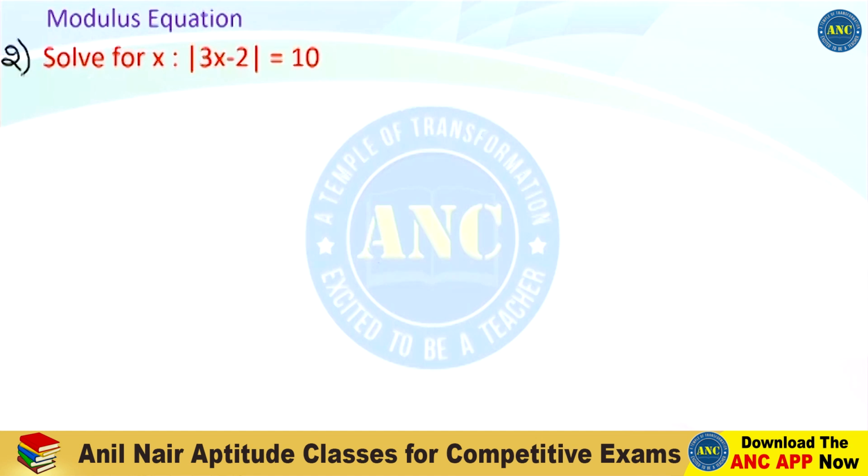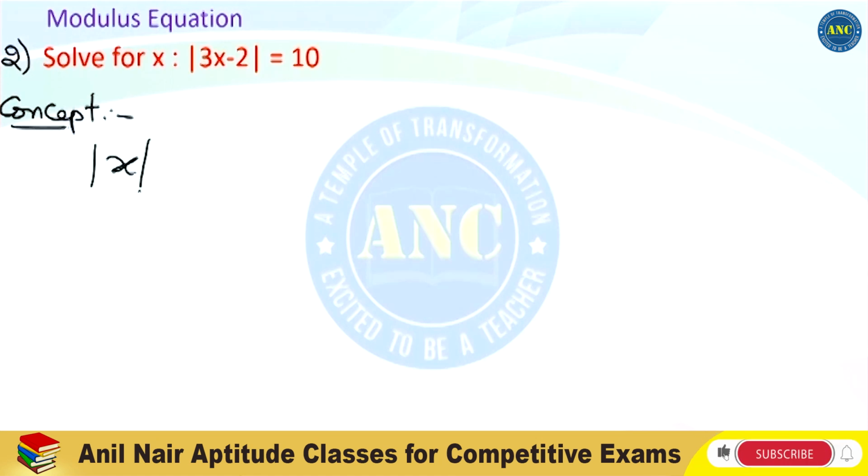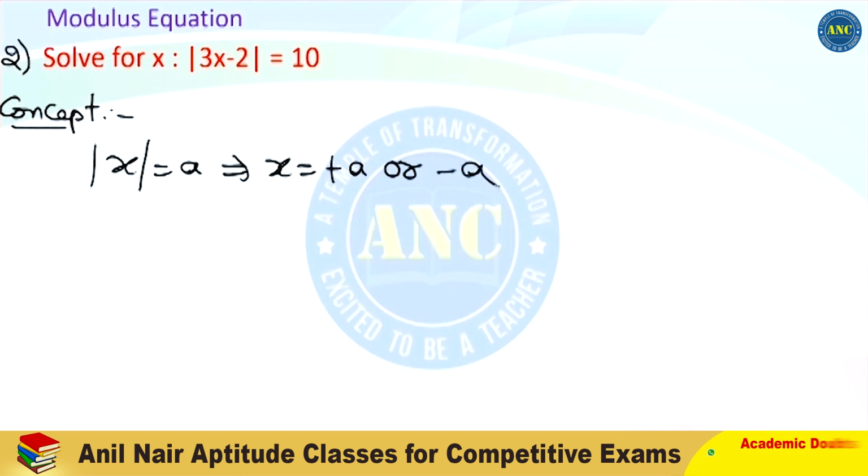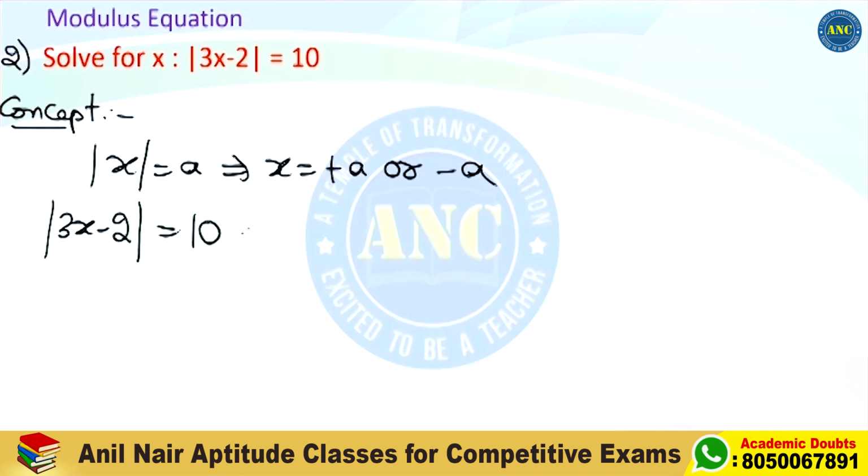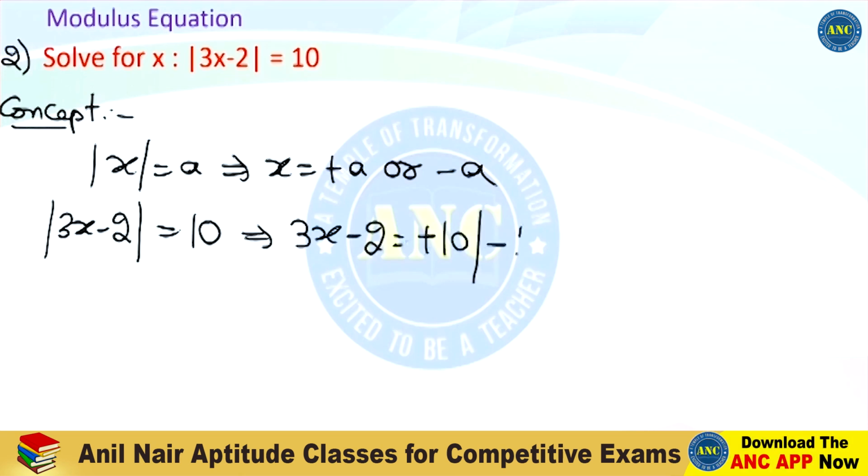Question number 2. Again first we will write down the concept. Concept is mod x equivalent to a. So if I remove modulus, it will become either plus a or minus a. So these are nothing but mod of 3x minus 2 equivalent to 10. If I remove the modulus, 3x minus 2 equivalent to plus 10 or minus 10.